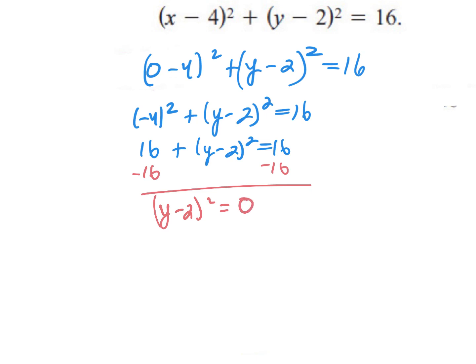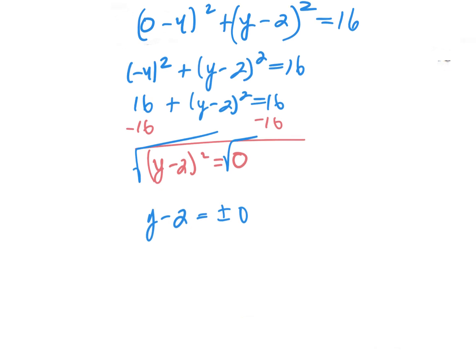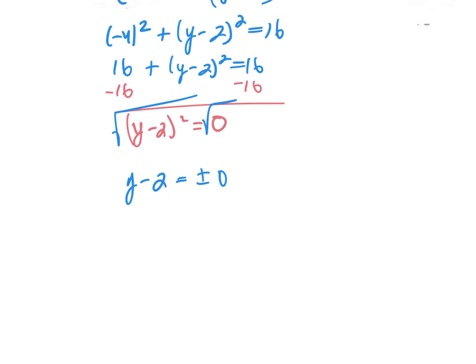Now what do we do? We're trying to undo the square, and we're trying to get y all by itself. So take the square root, right? So I have y minus 2. What goes in front of my square root? I understand there's no plus or minus 0, but get in the habit of that. Now what's the last thing we have to do? Add 2. So I get y equals 2.